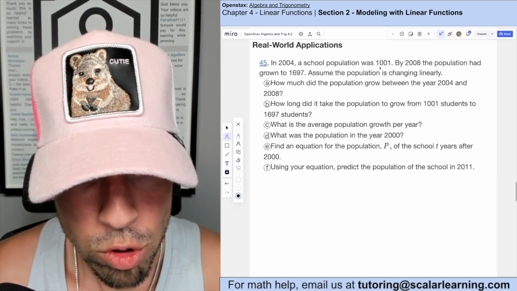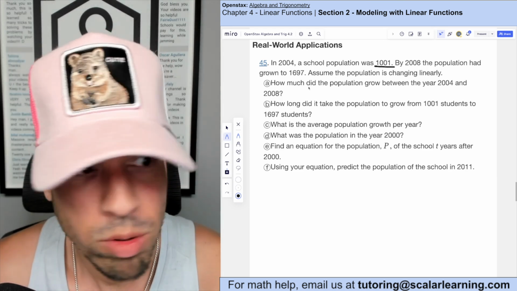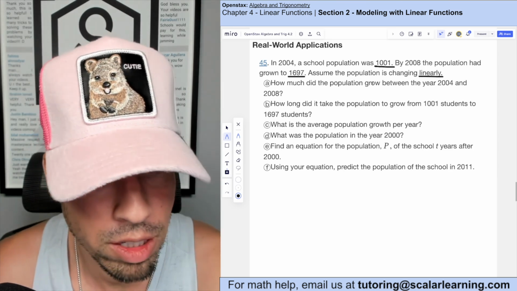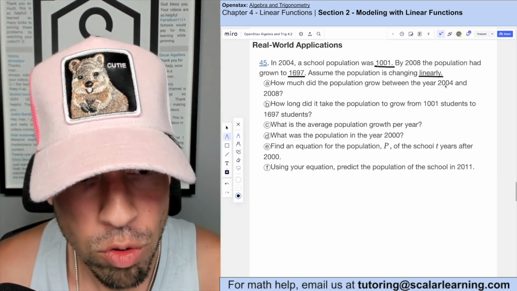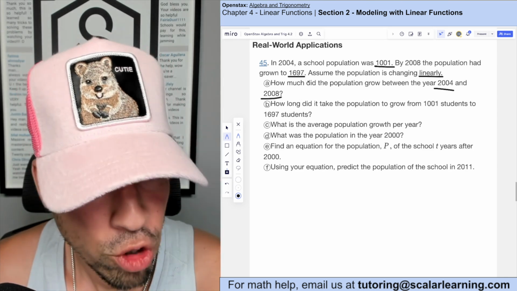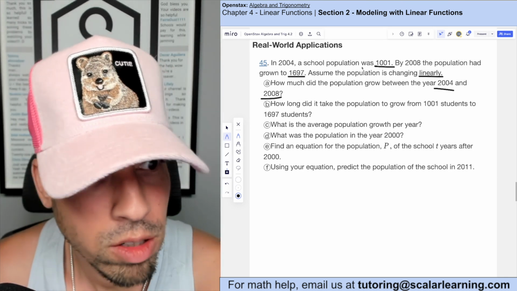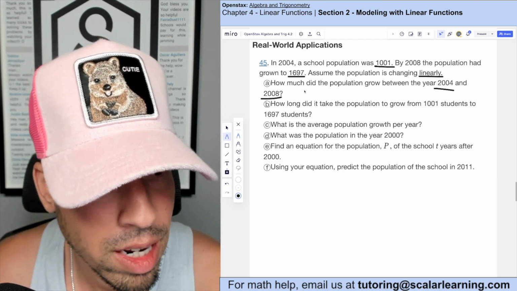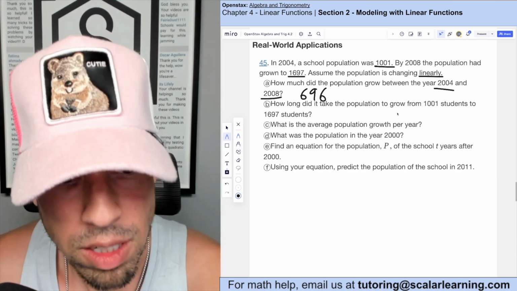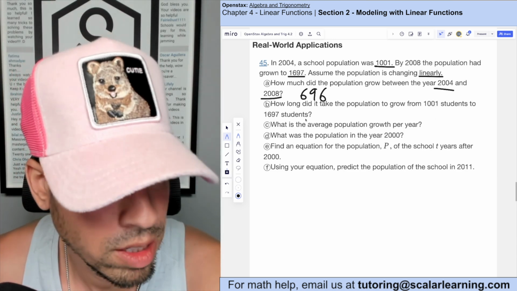In 2004, school population was 1,001. By 2008, the population had grown to 1,697. Assume it's changing linearly. How much did the population grow between 2004 and 2008? So this is just a straight subtraction problem, right? It went from 1001 to 1697. That's a net change of 696.